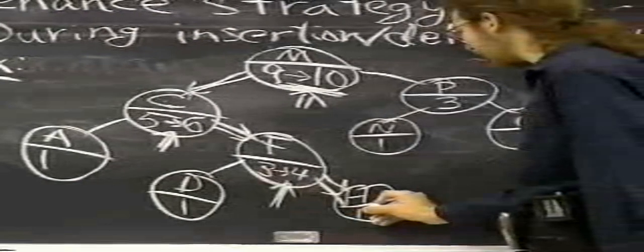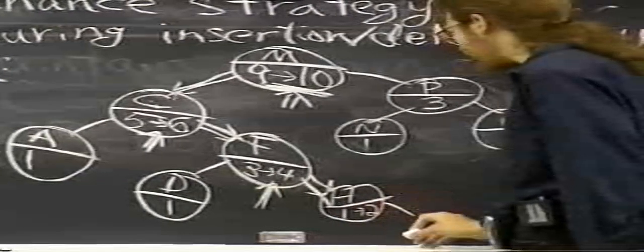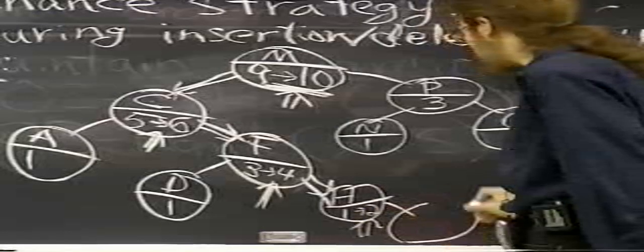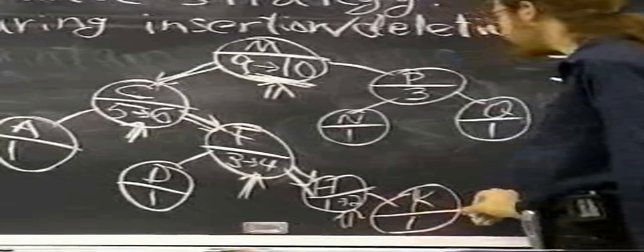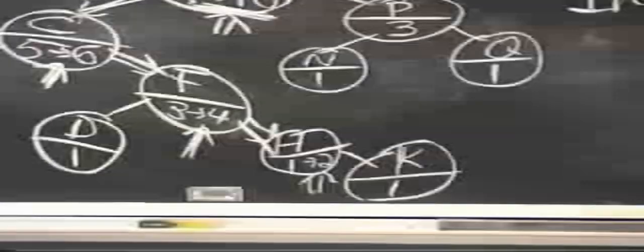Now there's F. We fall to the right of F, so we're going to go down here. But on the way, we'll increment this value to 4. And finally, we get to H. We'll increment its value to 2. And then we add on a new node, which is K. And K will have its initial subtree size of 1, because it's a leaf whenever we insert a node. Okay, so these are the changes that go on in the beginning of an insertion or deletion.